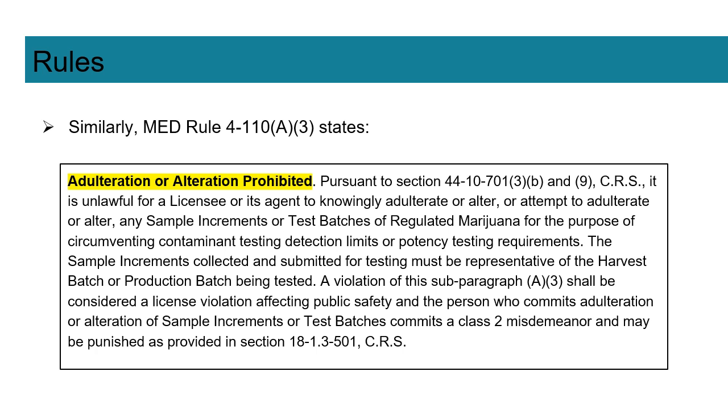The sample increments collected and submitted for testing must be representative of the harvest batch or production batch being tested. A violation of this subparagraph of A3 shall be considered a license violation affecting public safety, and the person who commits adulteration or alteration of sample increments or test batches commits a Class 2 misdemeanor and may be punished as provided in Section 18-1.3-501 CRS."